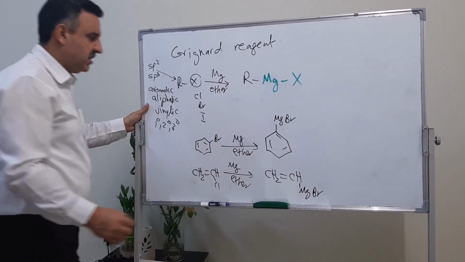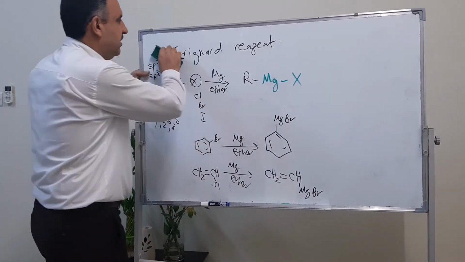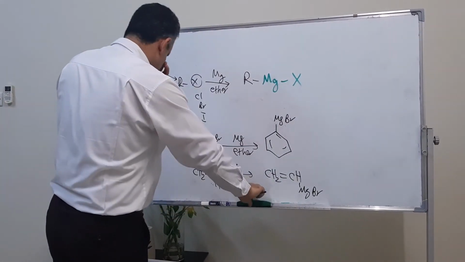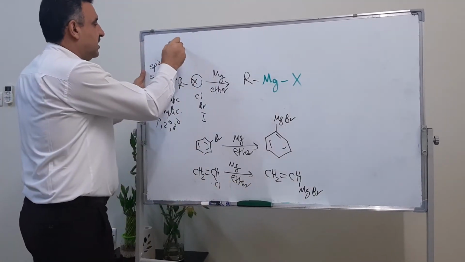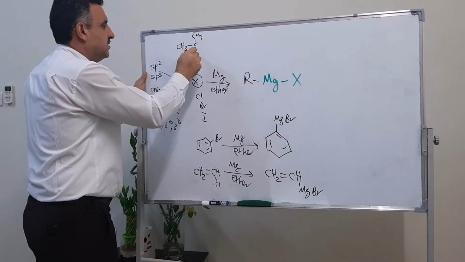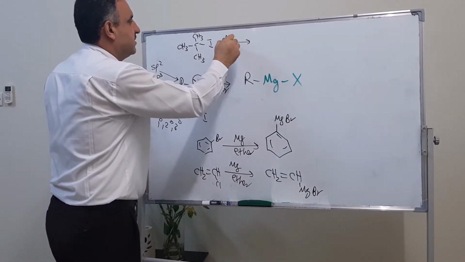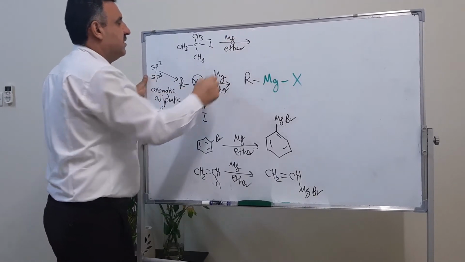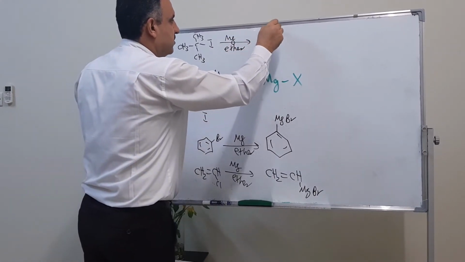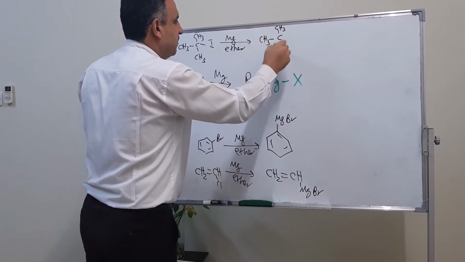If we take, for example, a tertiary alkyl halide, for example (CH3)3C-I, and then we allow it to react with magnesium in the presence of dry ether, what we're going to get is the corresponding Grignard reagent.